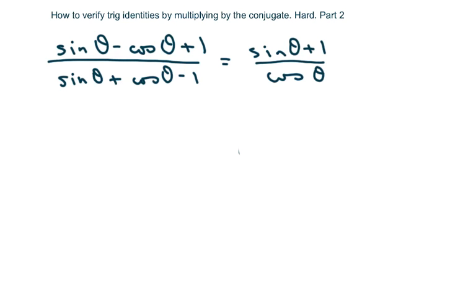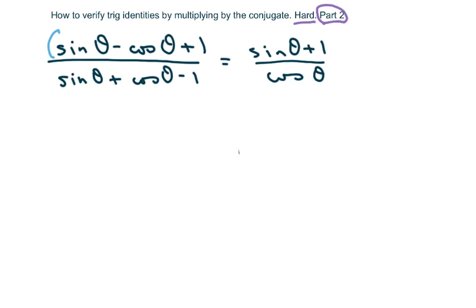Everyone, we're going to verify trig identities by multiplying by the conjugate. This is considered a hard one, and it's part 2, so if you want to look at part 1 first, that'd be good. What I'm going to do is work on the left side of the equation, and I'm going to go ahead and put this part here in parentheses.